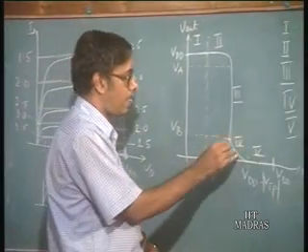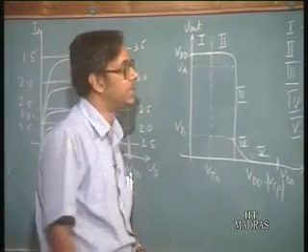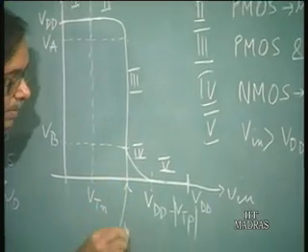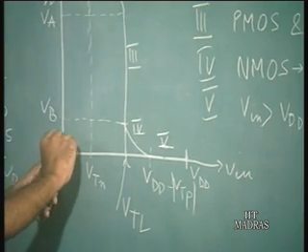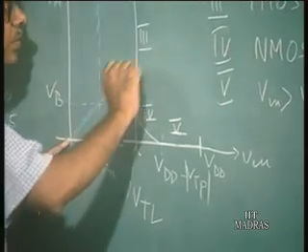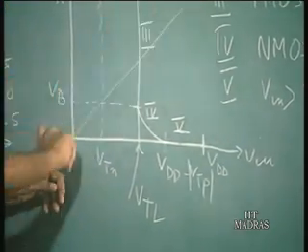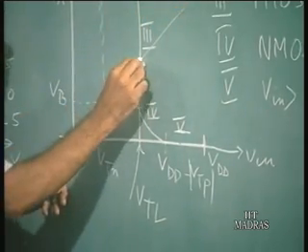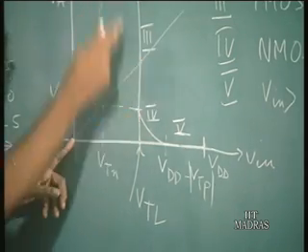Now, an important design consideration for this inverter is this input voltage here, which let us call the logic threshold voltage. If you now plot a line where V input is equal to V output, that is basically a line with a slope equal to 1. Along this line always V input is equal to V output. So this line will most probably cut the characteristics along this region where the output voltage falls very sharply.